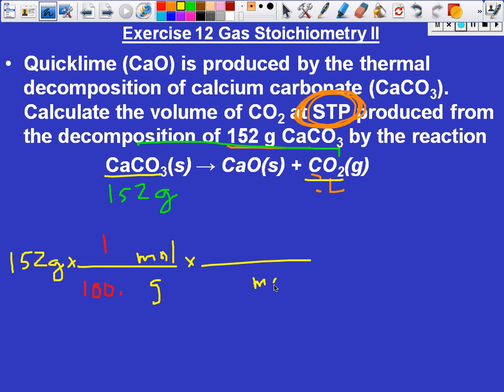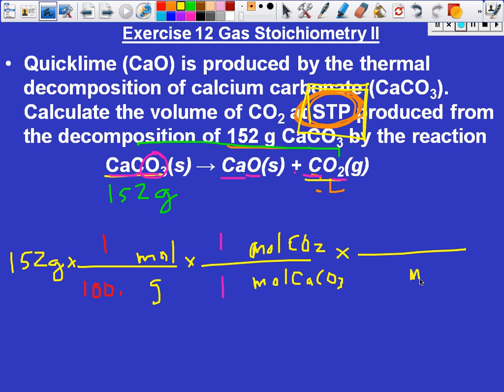So now we need our mole-to-mole relationship. We're going to moles of CO2 from CaCO3. So what is our mole-to-mole ratio here? Well, let's double check and just make sure it's balanced first. We have 1 Ca, 1 Ca, 1 C, 1 C, 3 O's, 1 plus 2 is 3. So it's a 1-to-1 ratio. All right, well, here's the deal. Since it is at STP, we don't have to stop right here. We can actually go one more step. From moles of CO2, we can go straight to liters of CO2.